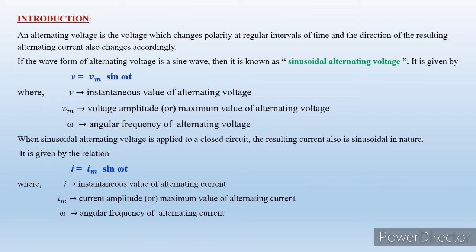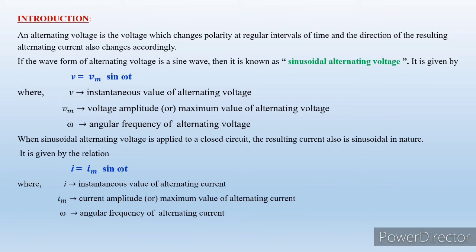It is given by V equal to Vm sin omega t, where V represents instantaneous value of alternating voltage, Vm represents voltage amplitude or maximum value of alternating voltage, and omega represents angular frequency of alternating voltage.